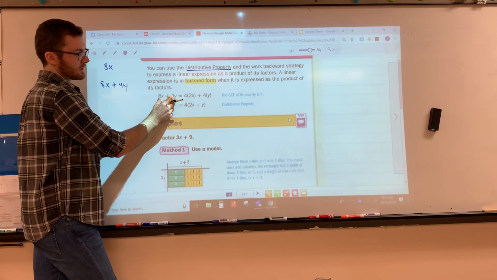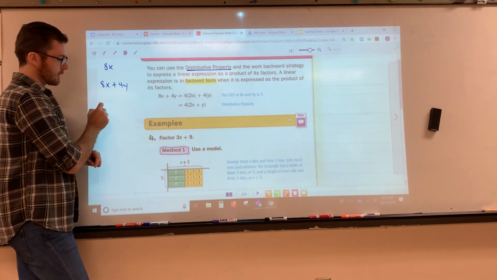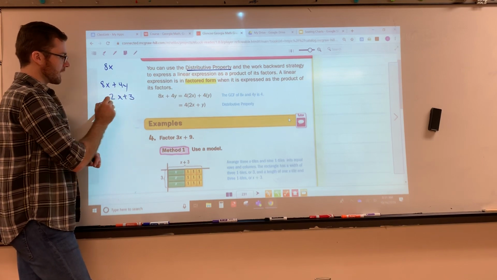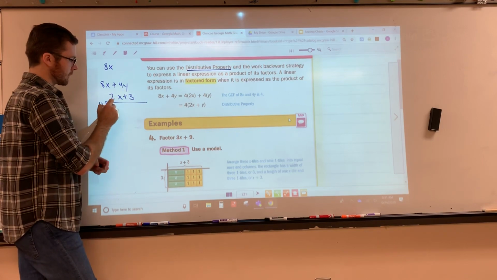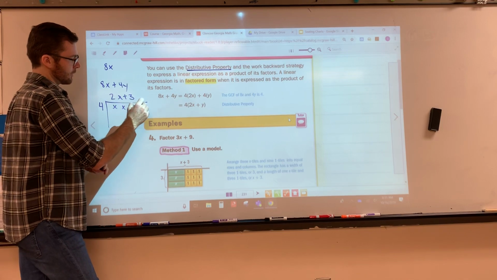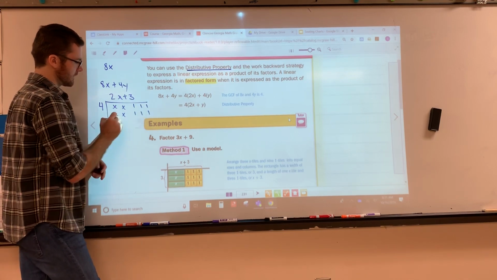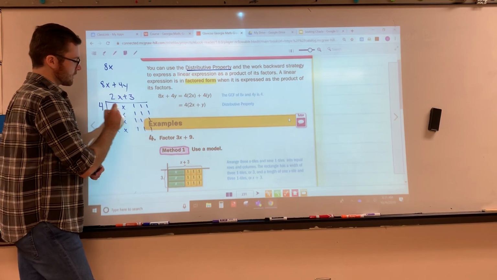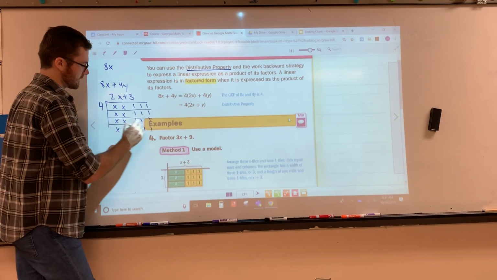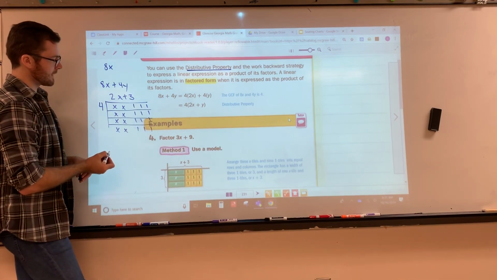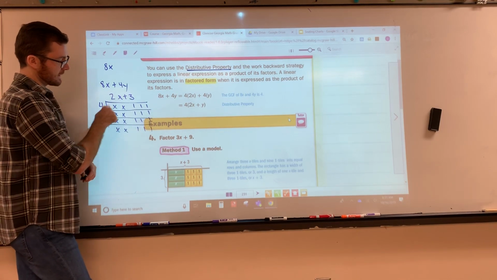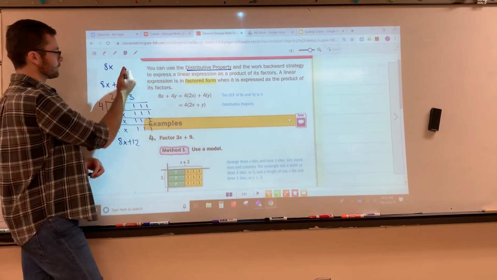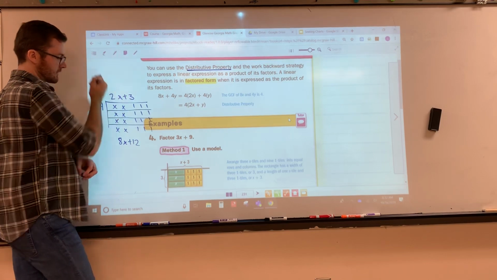So earlier in the lesson we saw 4 times 2x plus 3. Remember that little demonstration from the beginning where we had x, 1, 1, 1, x, 1, 1, 1, x, 1, 1, 1, x, 1, 1, 1. So really, we had already factored a linear expression right there. So this came out to be 8 x's and 12 ones. So 8x plus 12. I'm gonna erase this so it doesn't get confusing.